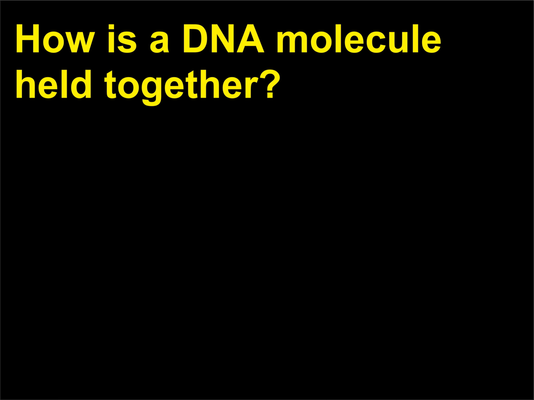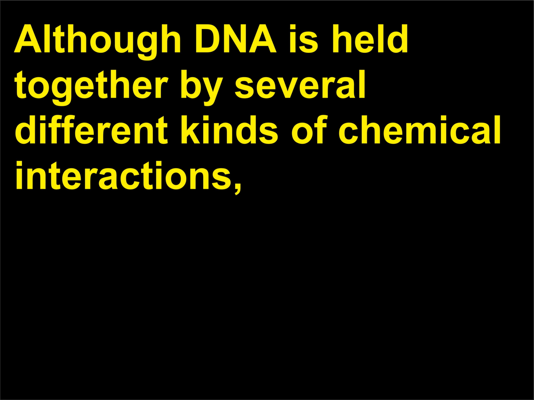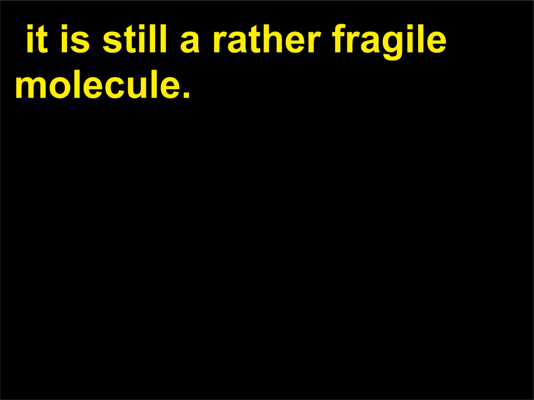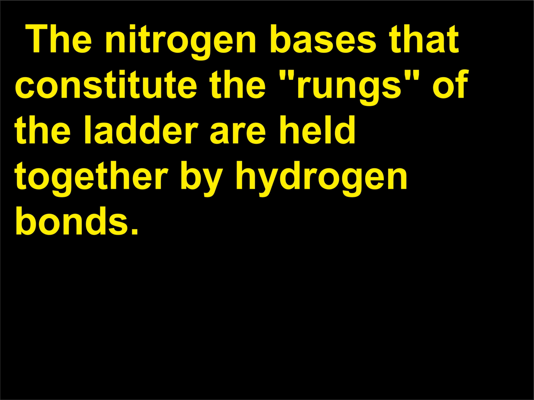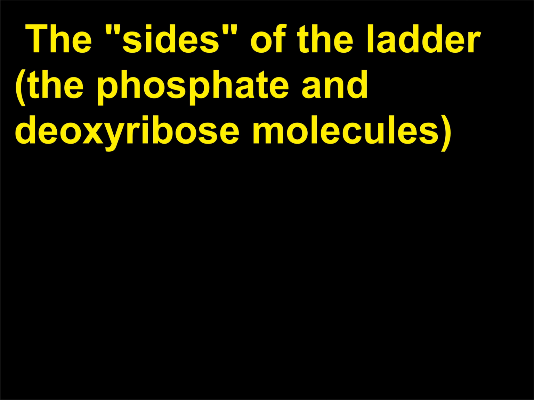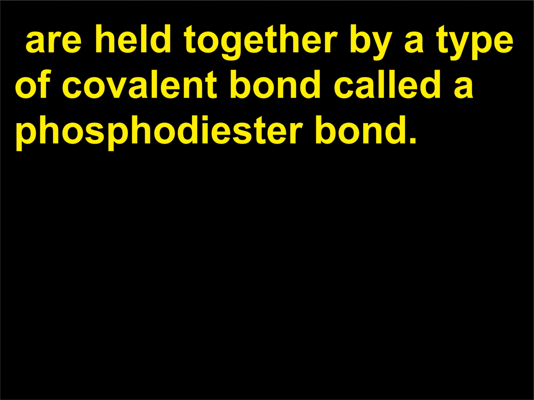How is a DNA molecule held together? Although DNA is held together by several different kinds of chemical interactions, it is still a rather fragile molecule. The nitrogen bases that constitute the rungs of the ladder are held together by hydrogen bonds. The sides of the ladder, the phosphate and deoxyribose molecules, are held together by a type of covalent bond called a phosphodiester bond.